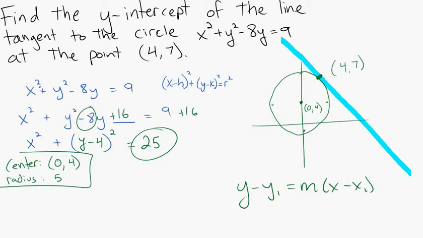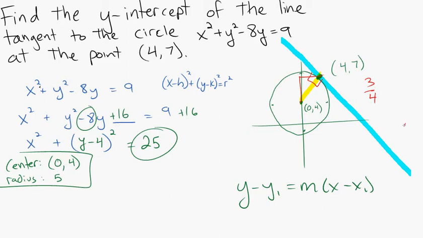And again, we use this form so frequently because often we don't have the y-intercept. In fact, that's what we're looking for in this problem. But we can figure out the slope, and we do have a point. We have a point here. It's 4, 7. The slope, again, same idea, is going to be perpendicular to this radius. So here the slope is rise 3, run 4. So it's 3 over 4.